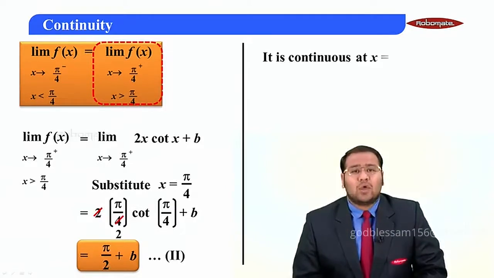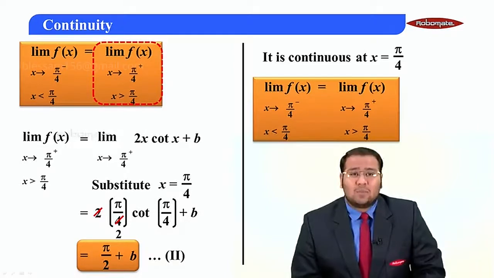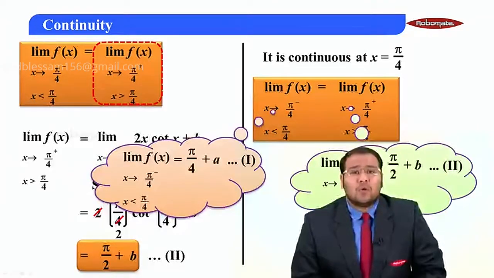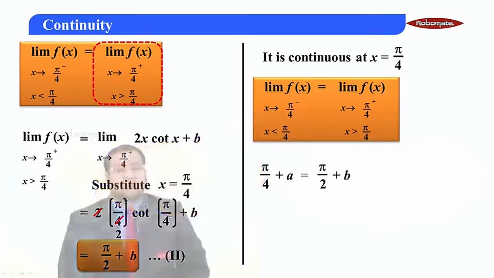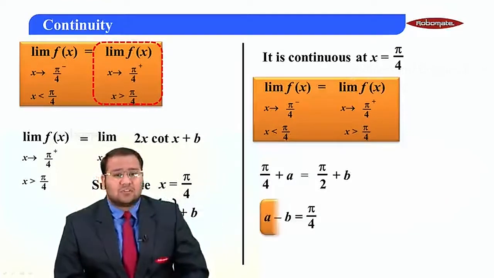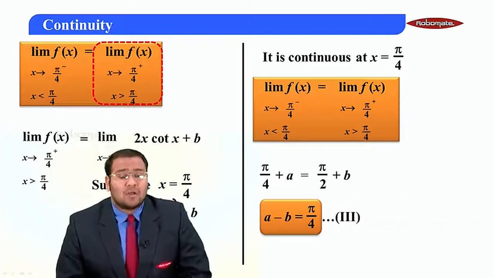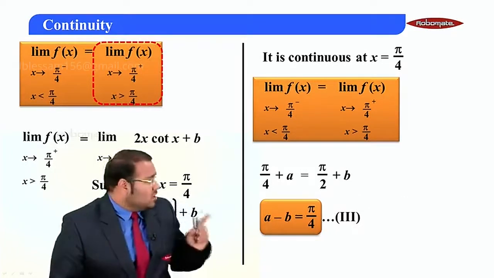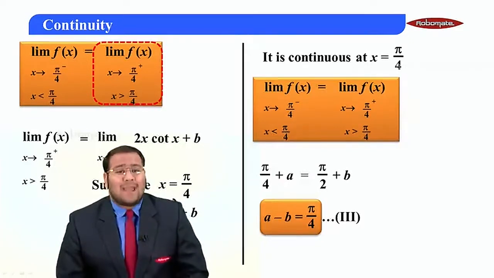So we have the two equations with us. Hence it is continuous at x equal to pi by 4. For the left hand limit the equation is pi by 4 plus a, and for the right hand limit the equation is pi by 2 plus b. So if we equate these two equations, we get a minus b as pi by 4. Mark this equation, students. This equation is quite useful. That is, a minus b is equal to pi by 4.